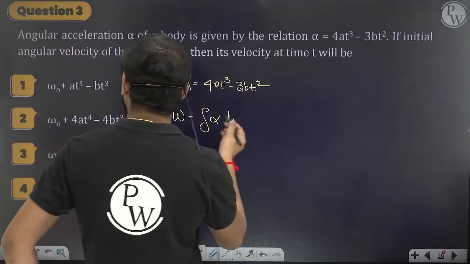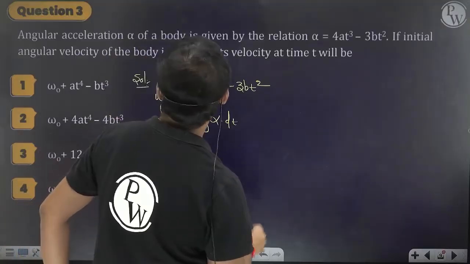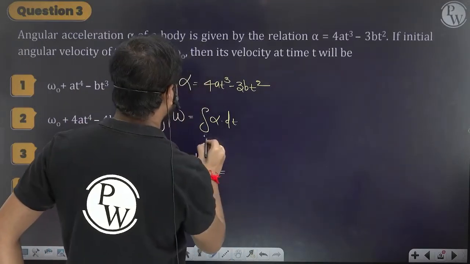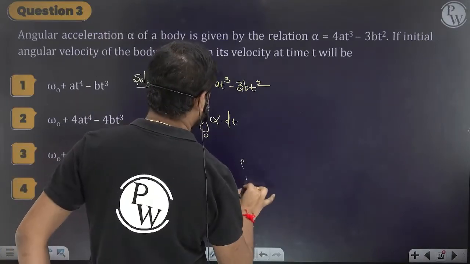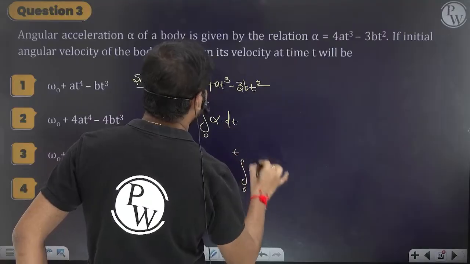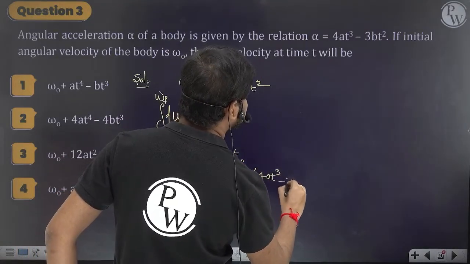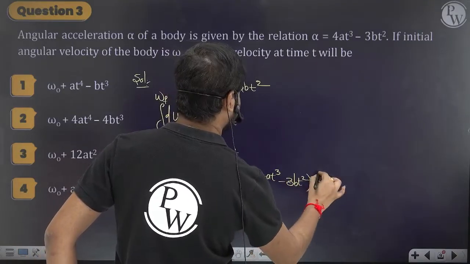On the other side, alpha goes from where to where? From 0 to t, right? After a time t, it is starting, so 0 to t. What is the alpha value? They gave 4at cube minus 3bt square. Simple thing, just do the integration part.